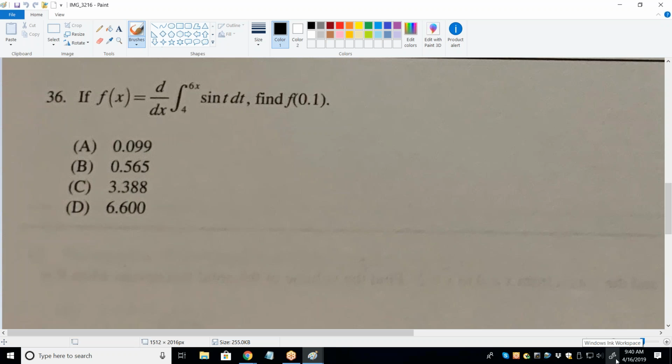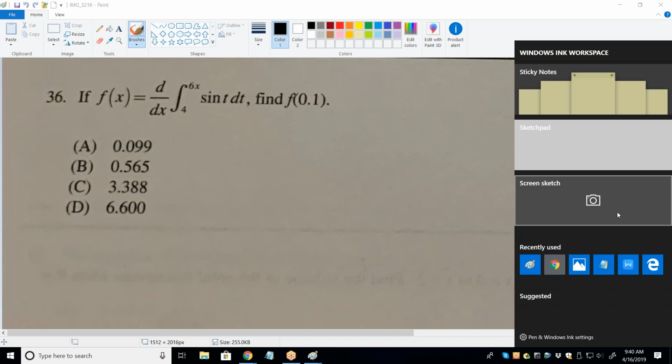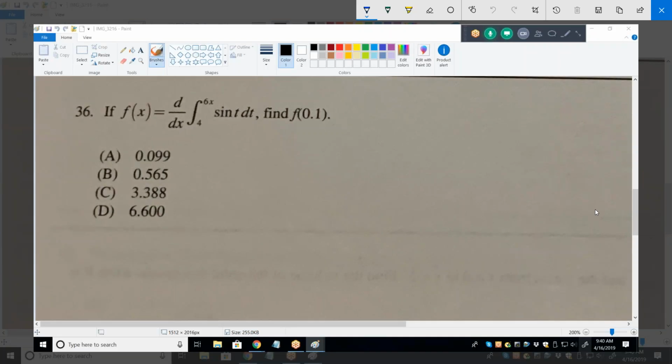Fundamental theorem of calculus. Whenever you see this expression, where you are taking the derivative of an integral, think fundamental theorem of calculus. Okay. So that would mean it would be sine of 6x would be f of x. Close. You do have to apply the chain rule. So 6 sine of 6x? Uh-huh. That's what f of x is equal to.